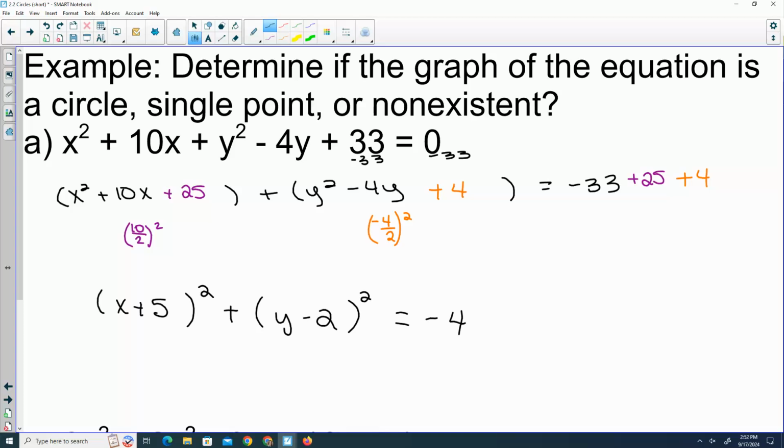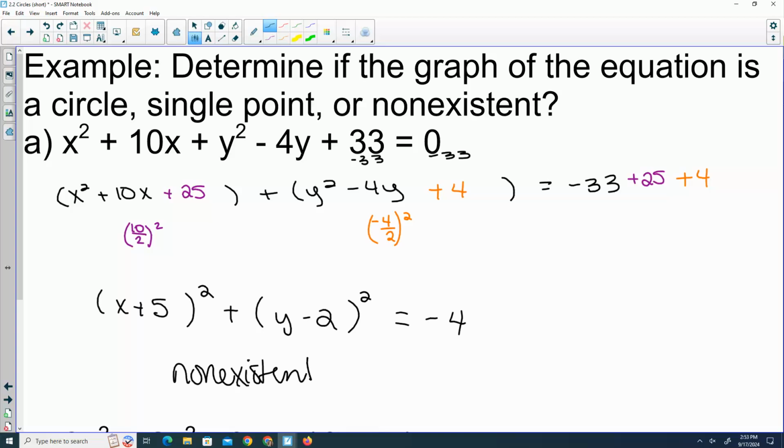Okay. So if this is a circle, I should now be able to pick out my center and my radius. Could you tell me the center? Negative 5, 2. What about my radius? 2i. Can we have an imaginary radius? So what does that mean? Non-existent.